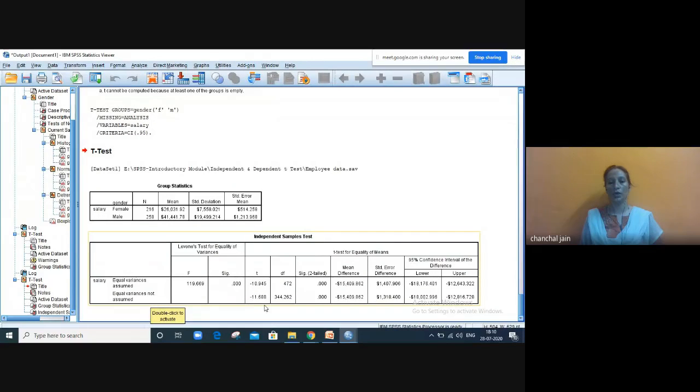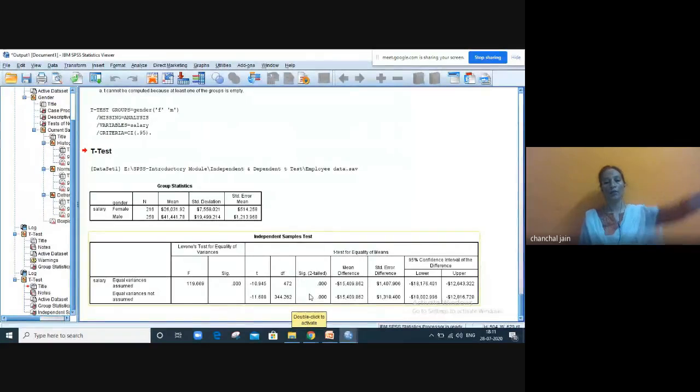Now we need to move according to this row, and check the corresponding value of t. So the corresponding value of t is -11.688, its corresponding degree of freedom is 344.262, and its corresponding p-value is 0.000. So this value is less than 0.05. That means we will reject the null hypothesis.